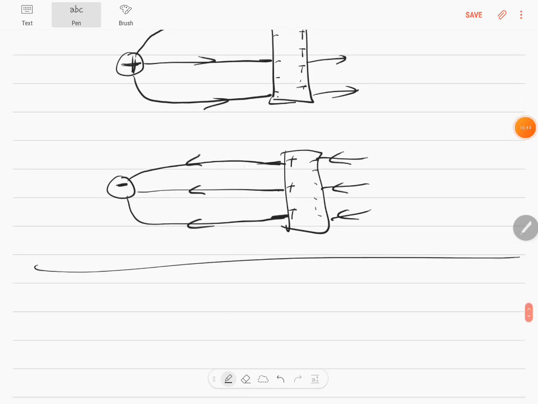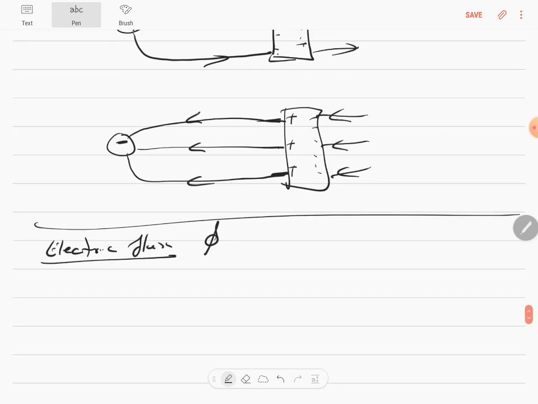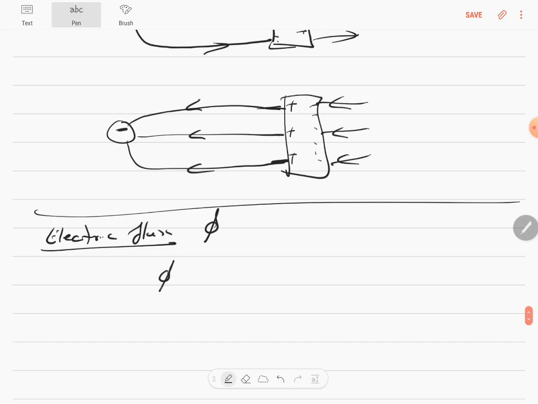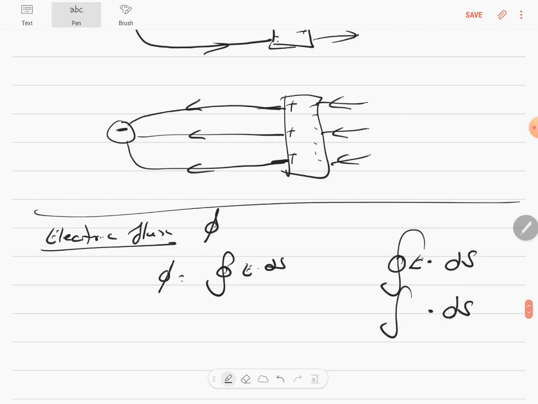The next is define electric flux. What is electric flux? Electric flux is represented like this, and electric flux is the integration of E dot dS over a closed surface. So it's a surface integral of an electric field over a closed surface. You understood? E dot dS. This is what flux is. The surface integral of an electric field over a closed surface is known as flux.